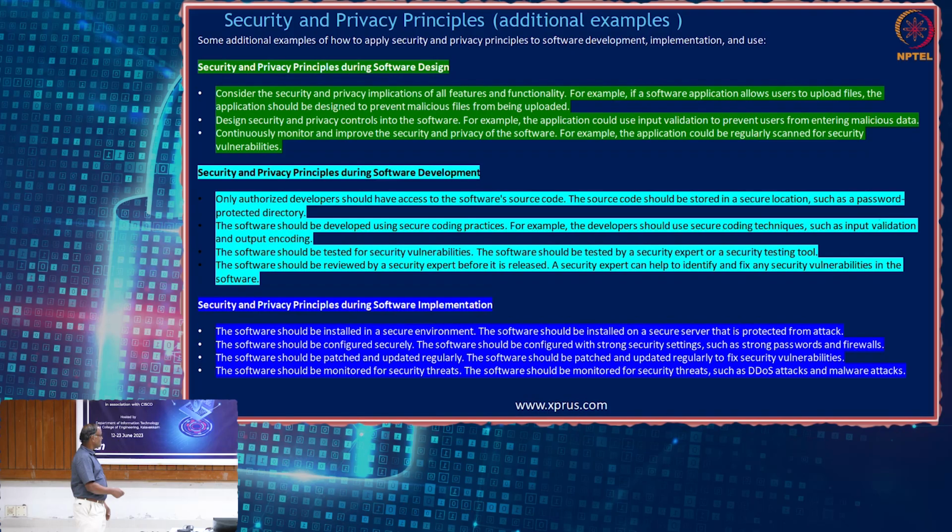So same way it goes for any other thing. During software development, only authorized developers should have access to the source code. Can everybody have access to the source code? Hey, that is my IP. That's my intellectual property. I am developing an application. I cannot allow everybody to take the code with them. So during the implementation stage, how do I do that? What are the settings that I should do? Configurations, right?